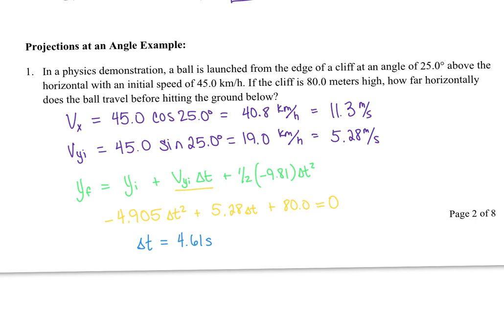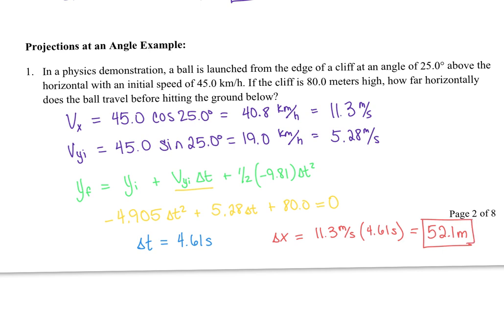However, they want to know how far horizontally this guy has traveled. So if I want to know how far horizontally, my change in x is going to be my initial x, which we are going to assume is 0. We're starting at 0 here because it says how far from. And it is just going to be my velocity of x, which is the 11.3 meters per second, multiplied by the time that it is traveling that fast, 4.61 seconds. And I get that it travels 52.1 meters horizontally.